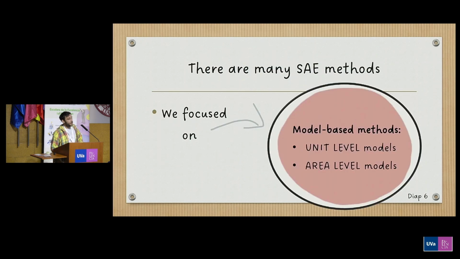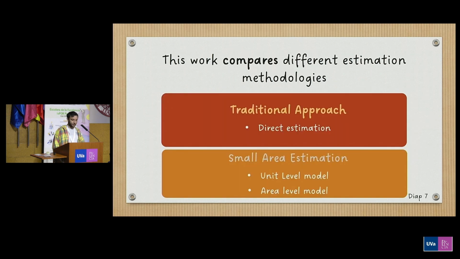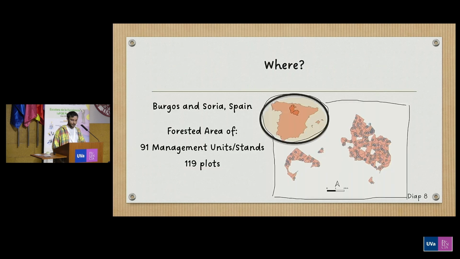There are many small area estimation methods. We are going to focus on the most prominent ones, which are model-based methods, and we have two of them: the unit level and the area level methods. So this work has the main objective of comparing a traditional approach, which is a direct estimation of the forest attributes, with two small area estimation methods, which are the unit level and the area level methods.